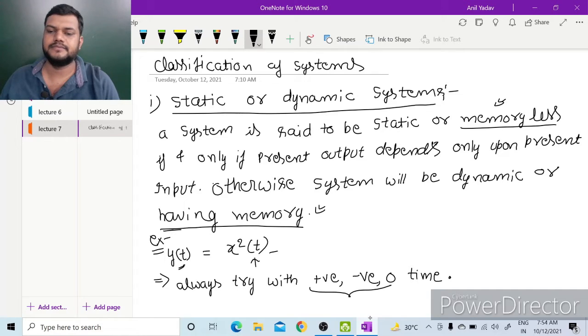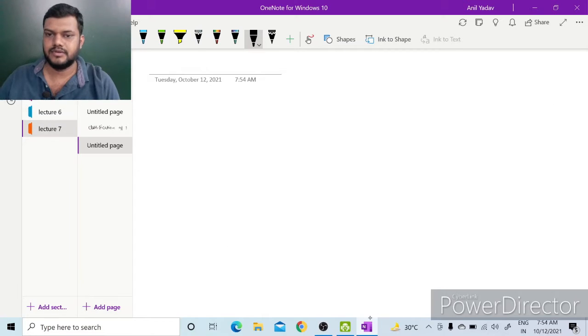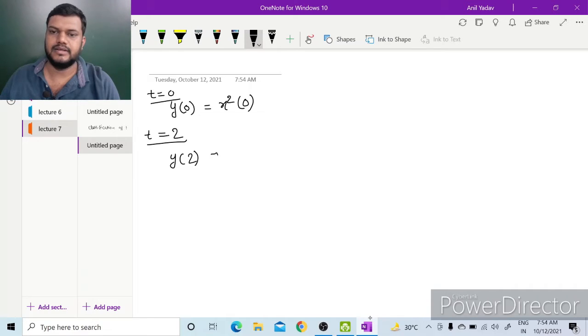So in this case, y(0), that is y(t) at t equal to 0, will be x square of 0. And for t equal to 2, a positive time, y(2) will be x square of 2. Means output at t equal to 0 is depending upon input at t equal to 0. Output at t equal to 2 is depending on input at t equal to 2.